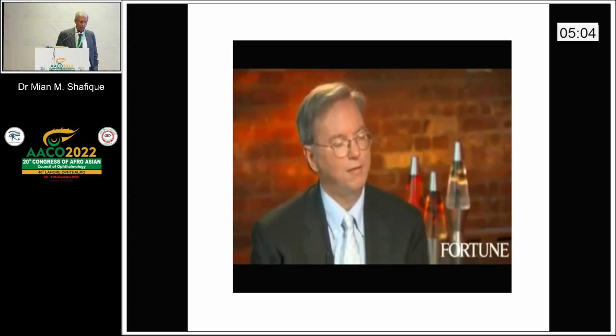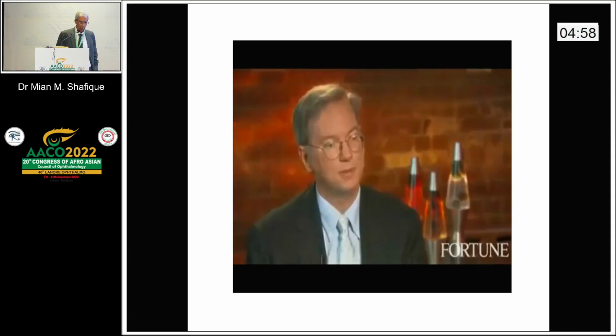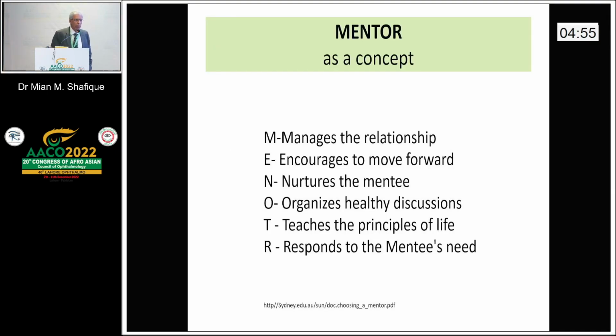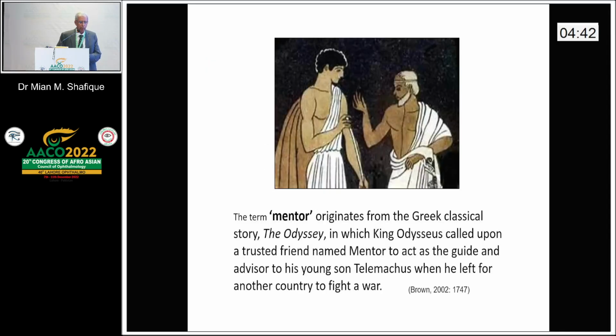The mentor as a concept manages the relationship, encourages the mentee to move forward, nurtures the mentee, organizes healthy discussions, teaches the principles of life, and responds to the mentee's need. The word mentor actually originated from a Greek classical story, the Odyssey, in which the king Odysseus called upon a trusted friend named Mentor to act as a guide and advisor to his son Telemachus when he left for another country to fight a war.